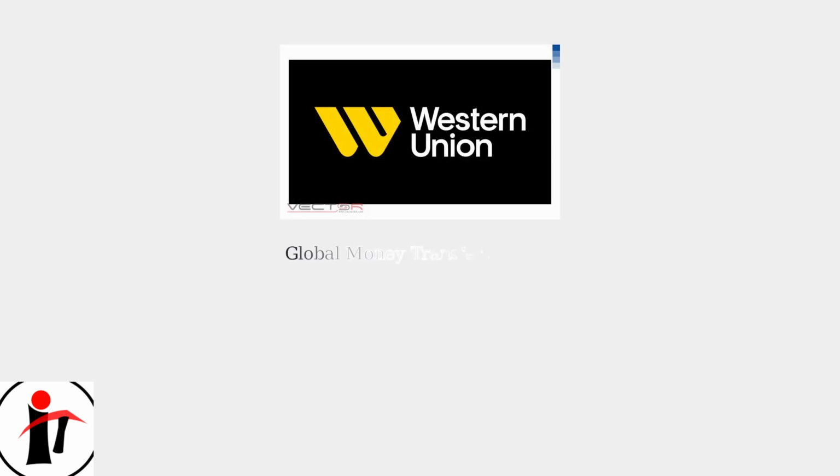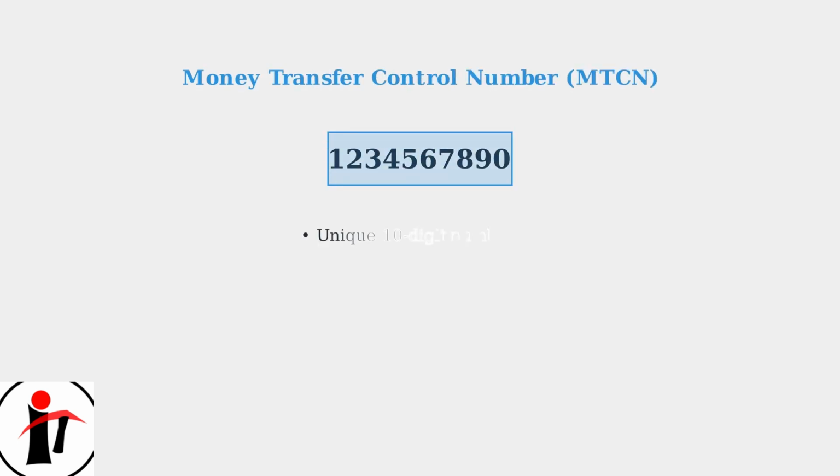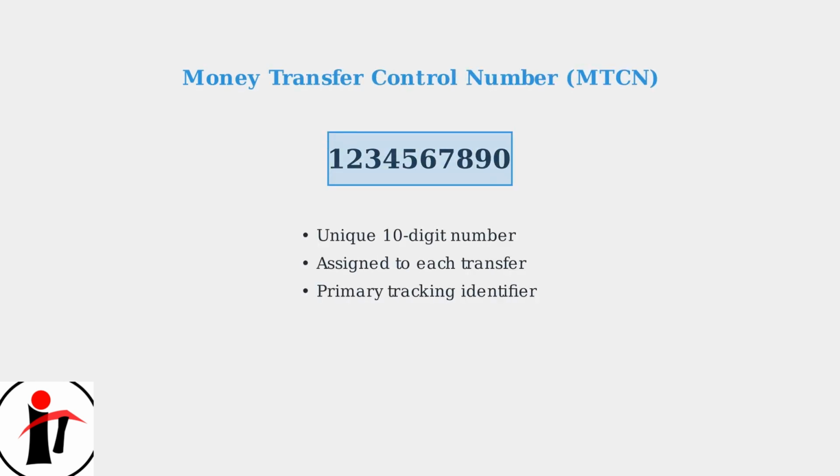Western Union is a leading global money transfer service that processes millions of transactions daily across over 200 countries and territories worldwide. Every Western Union transfer is assigned a unique Money Transfer Control Number, or MTCN. This is a 10-digit tracking number that serves as the primary identifier for your transfer.